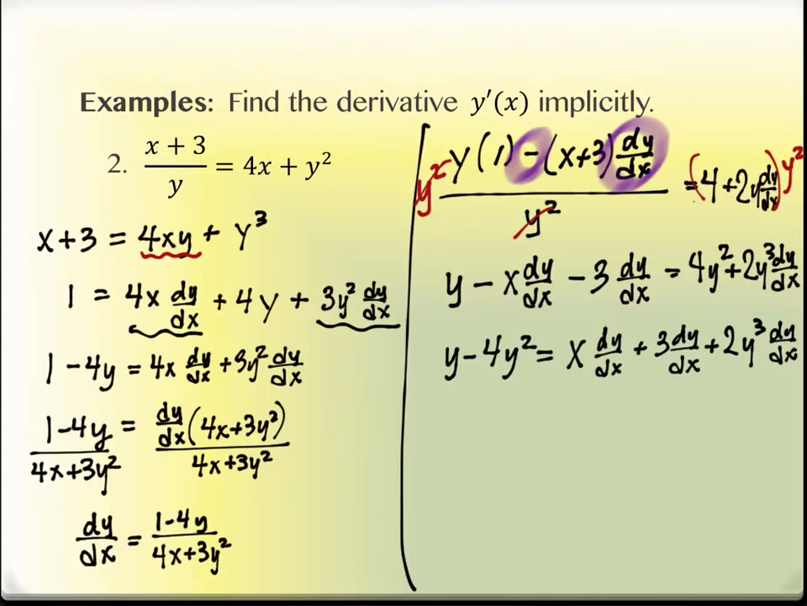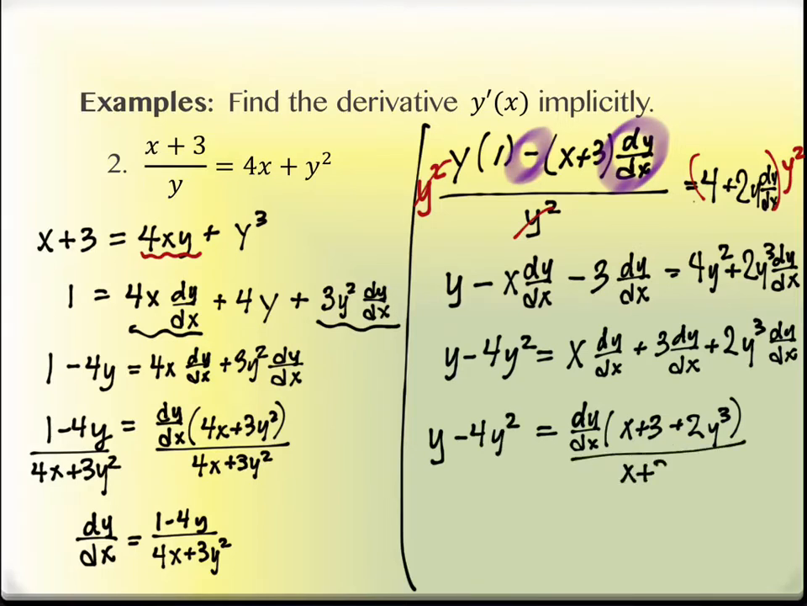So at this point, it actually feels process-wise like what we did before. I have dy/dx in every term, so I can factor it out. I have (x plus 3 plus 2y cubed). And over here I have y minus 4y squared. And then I divide, and I have x plus 3 plus 2y cubed.